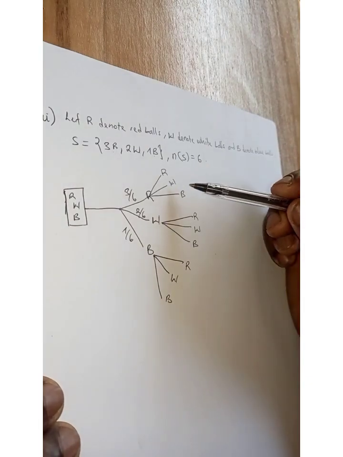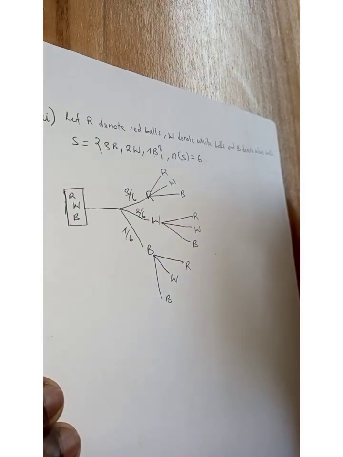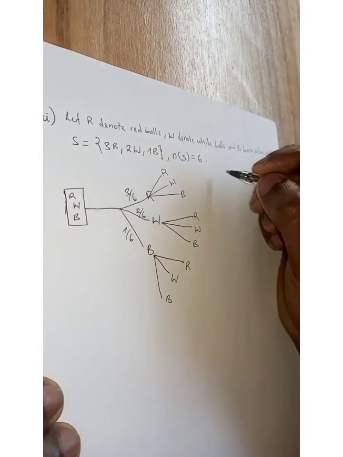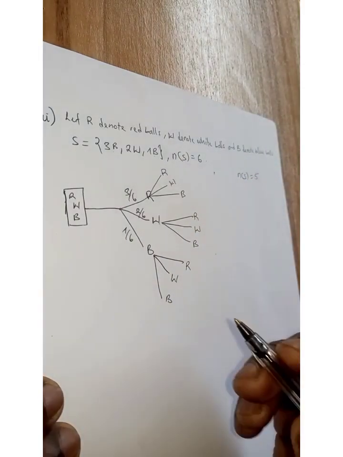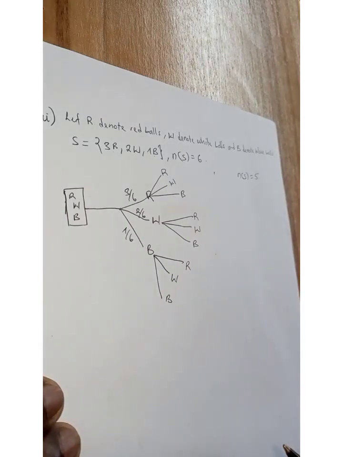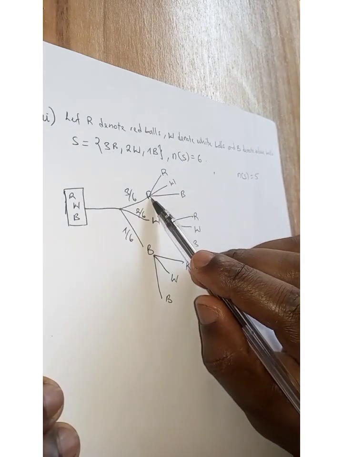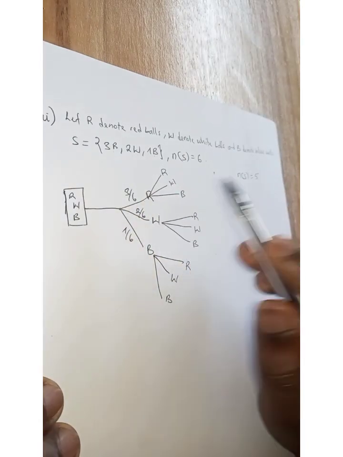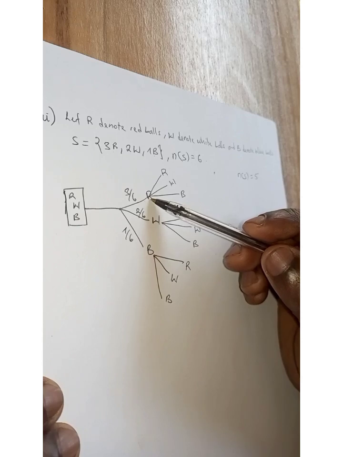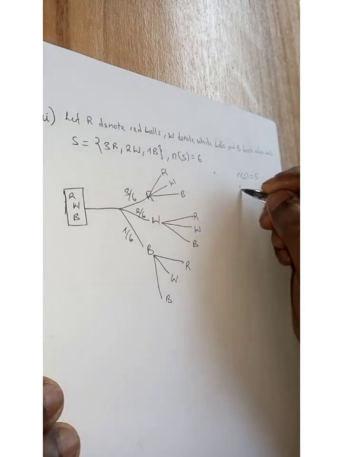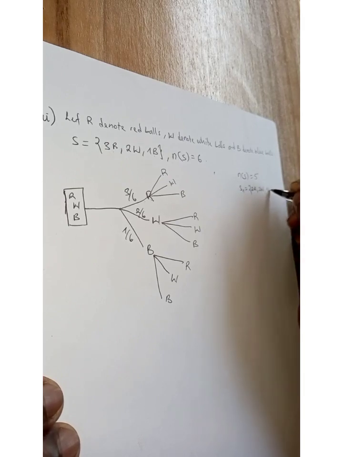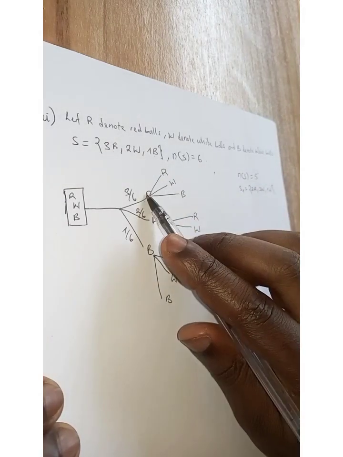When we go now to the second trial, we notice that the sample space has reduced. The number of balls in the sample space has reduced to 5 because a ball was taken out from the first trial and not replaced back. Now, if we consider the first branch of the first trial, which is red, meaning that a red ball was taken out, the sample space now goes down to two red balls, two white balls, and one blue ball because a red ball was taken out and not replaced.